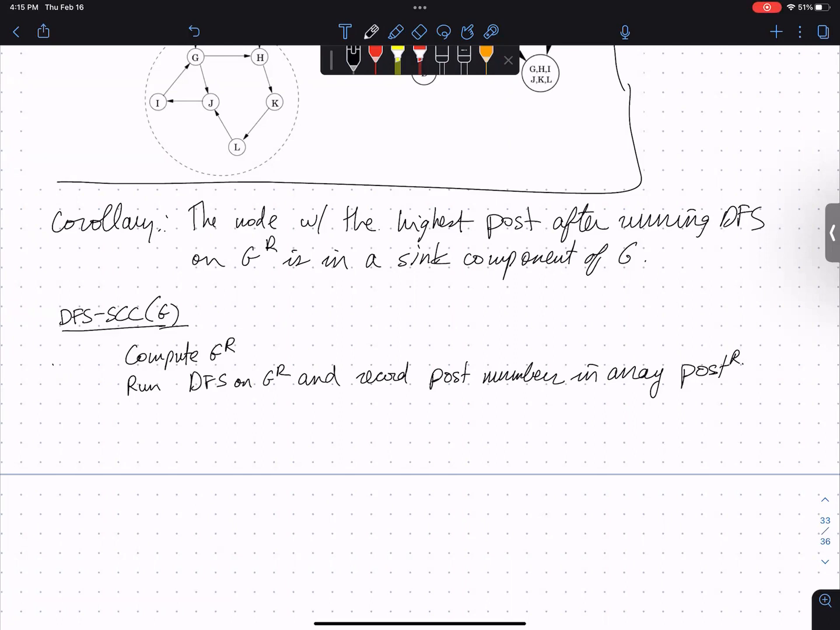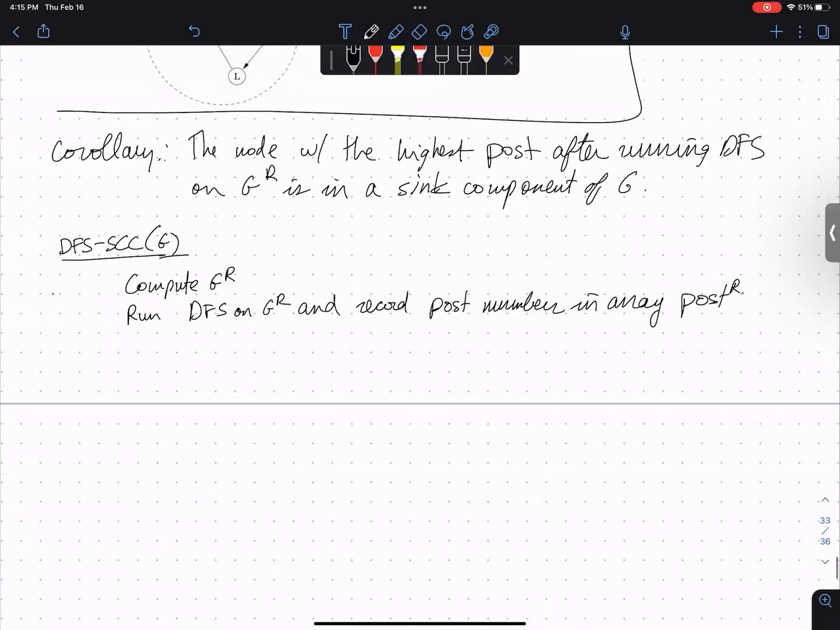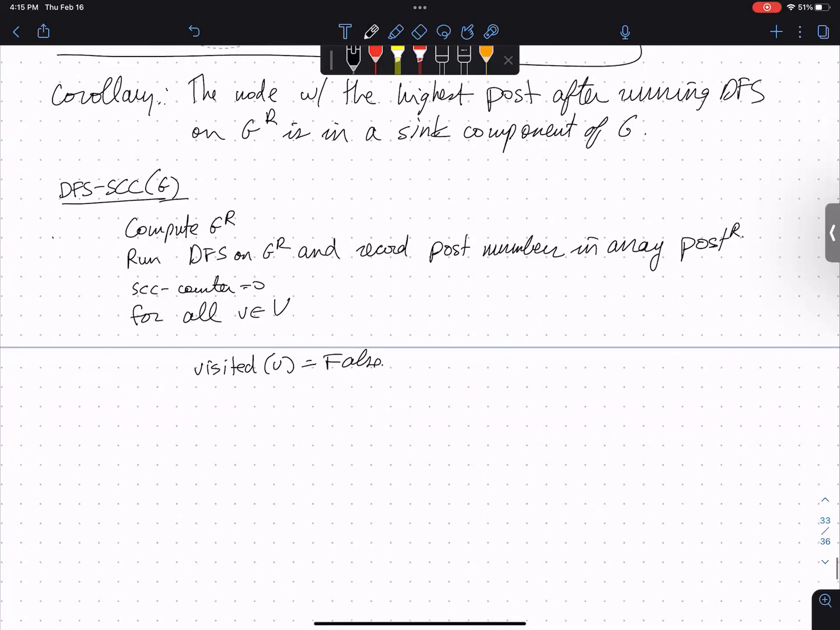And now we write the rest of it, similar to the way we did DFS. There are only two things. One is we keep track of this SCC counter as the current strongly connected component. Then, just like before, we initialize, for all vertices V, we set visited V equal to false. And then we have the same for loop, for all V in V.